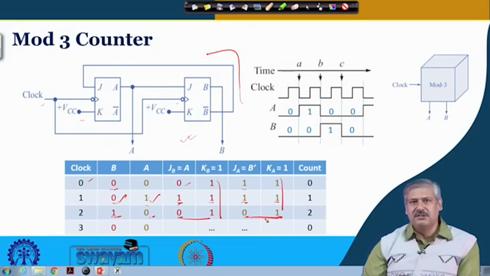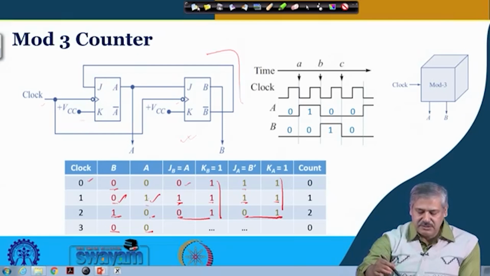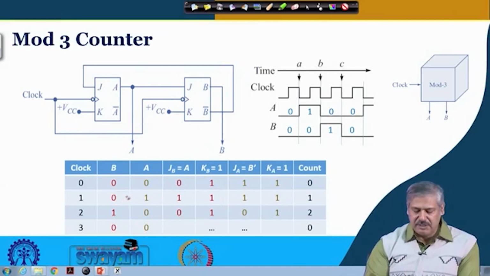After the clock trigger, what will happen? Both of them will get 0. So, we are having 0 0, 0 1, 1 0, 0 0. This is visible in the timing diagram also. Once it goes to 0 0, the cycle will repeat: after 0 0, 0 1 will come and 1 0 will come.